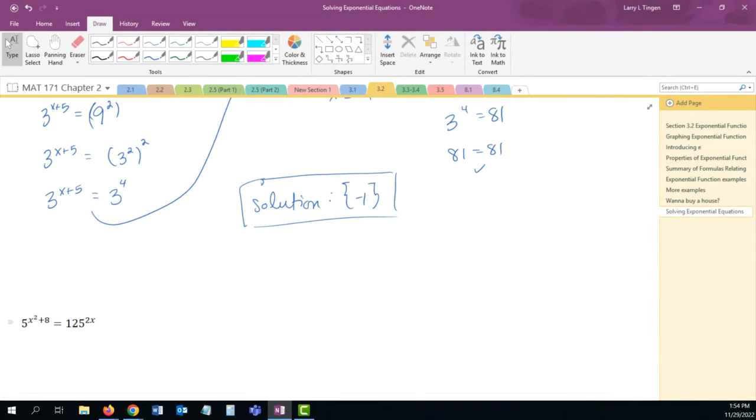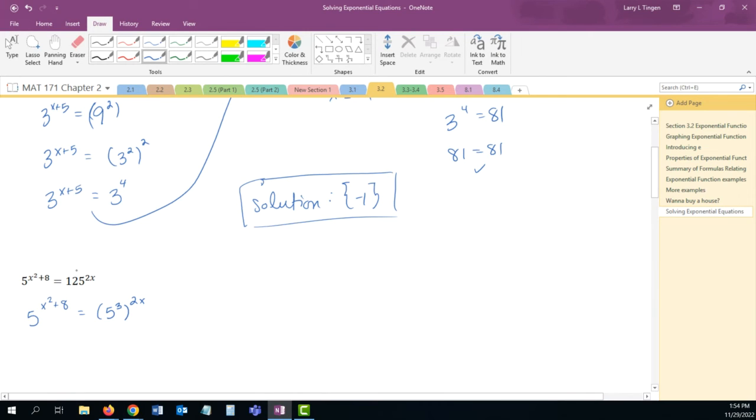Okay. It's rinse and repeat for these. Next, I've got bases. They seem to be related. How? I'm not sure yet. So 5 to the x squared plus 8. Can I rewrite 125 in terms of 5s? Yes, I can. 125 is 5 cubed.